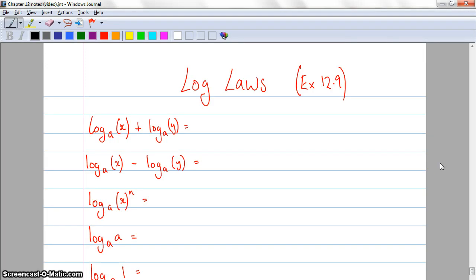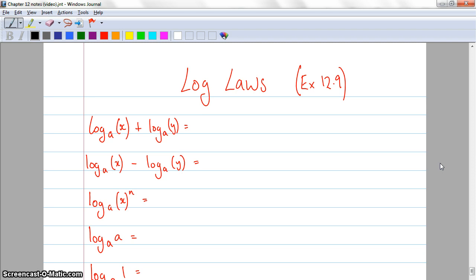Hello everyone. Okay, for our last exercise in chapter 12, and let's be honest, our last exercise for this whole semester, other than revision, will be exercise 12.9 on log laws. Building on our previous lesson, where we looked at understanding logs and working out how logs and indices are related, today we're going to have a look at some laws, the way logs behave.